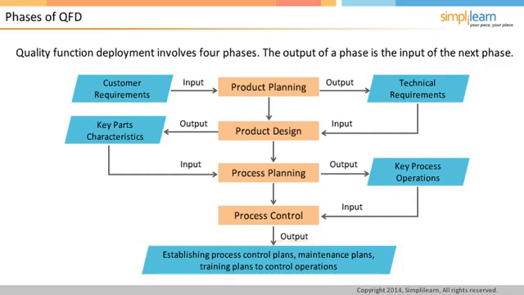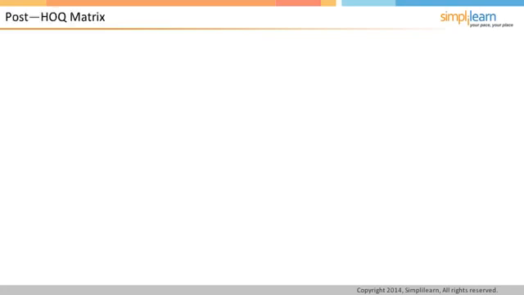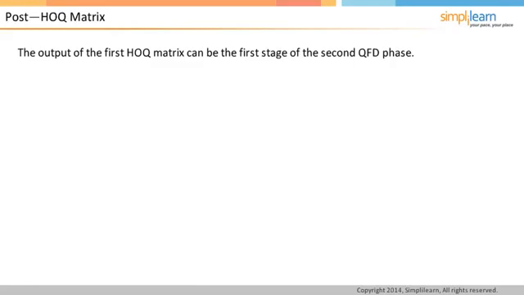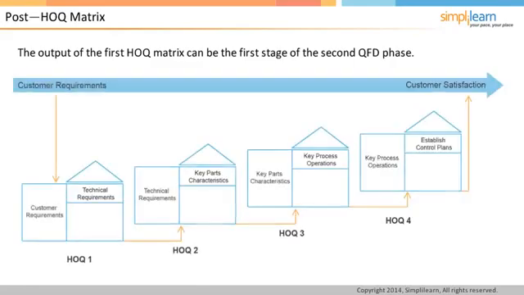Next, we will understand the structure of QFD. Let us see what happens after completing the HOQ matrix. Completing one HOQ matrix is not the end of the QFD process. The output of the first HOQ matrix can be the first stage of the second QFD phase. As shown in the image, the translation process is continued using linked HOQ type matrices until the production planning targets are developed. Let us proceed to the next topic of this lesson in the following screen.